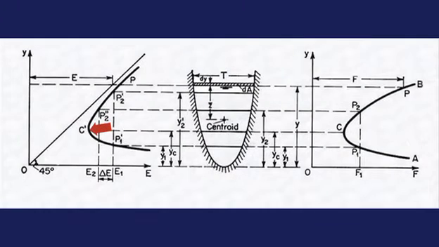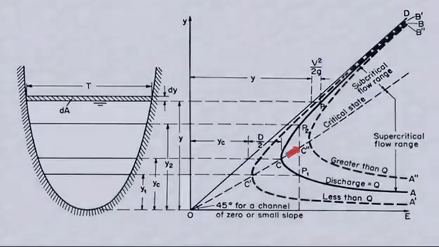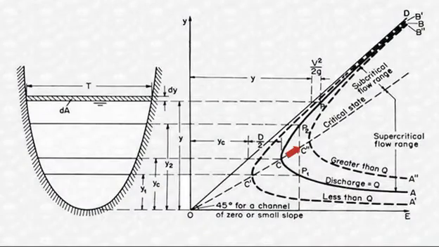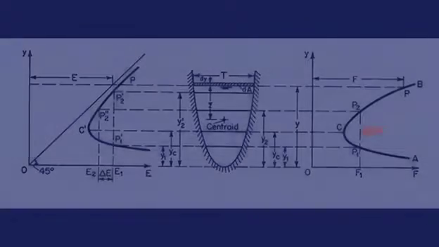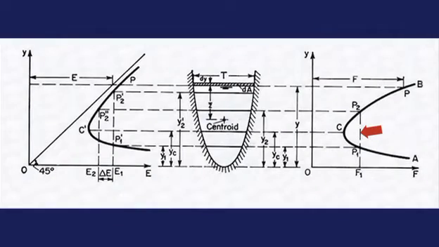The following flow conditions characterize critical flow. 1. The specific energy is a minimum for a given discharge. 2. Discharge is a maximum for a given specific energy. 3. The specific force is a minimum for a given discharge. 4. Discharge is a maximum for a given specific force.